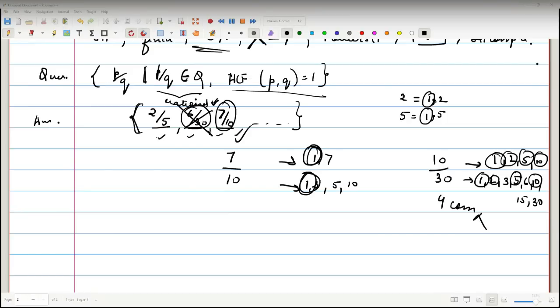We can also do prime factorization for numerator and denominator, and pick up the common factors from both and count them. Yes, that is also a method. You can use any other method. This is just one of the methods.